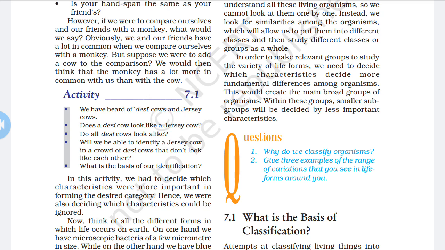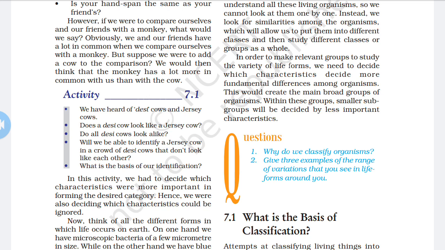First, we have heard of desi cows and jersey cows, as you know. Now, does a desi cow look like a jersey cow? The answer will be that desi cows and jersey cows are not similar to each other. Next question: do all desi cows look alike? No, there is a minor difference we have observed between them. Next question: will we be able to identify a jersey cow in a crowd of desi cows that don't look like each other? Yes, upon keen observation we can identify it.